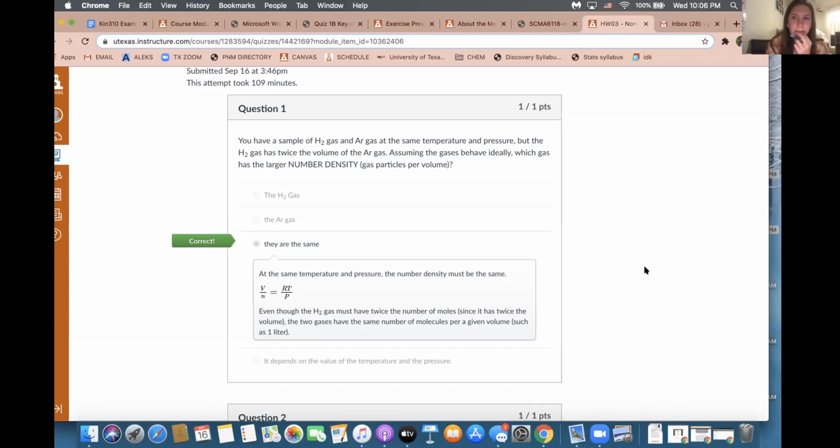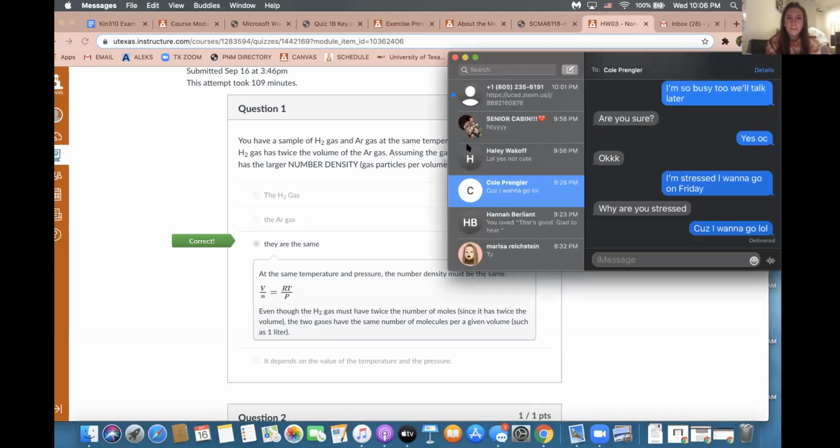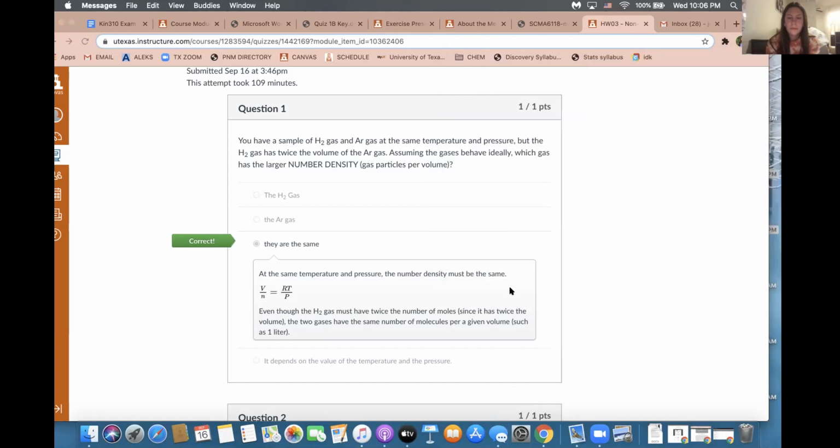My advice for attacking it is to just know your ideal gas law. For this one it says twice the volume, so if you have element one and element two, make the volume equal twice the volume. It's pretty much tracking it, and then once you're comparing, just plug them into the ideal gas law and compare. It's really tracking and plugging that relationship into the ideal gas law.